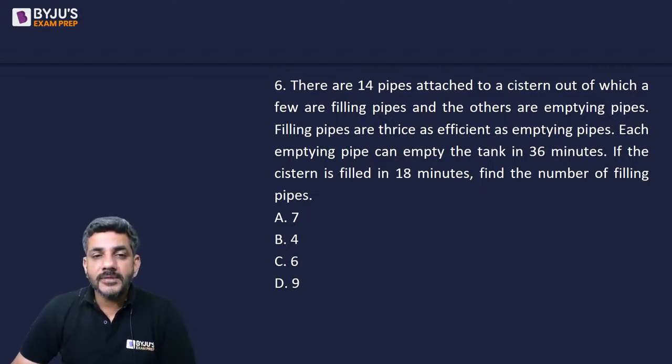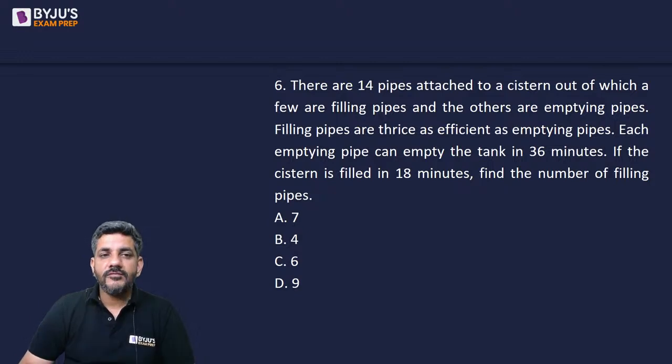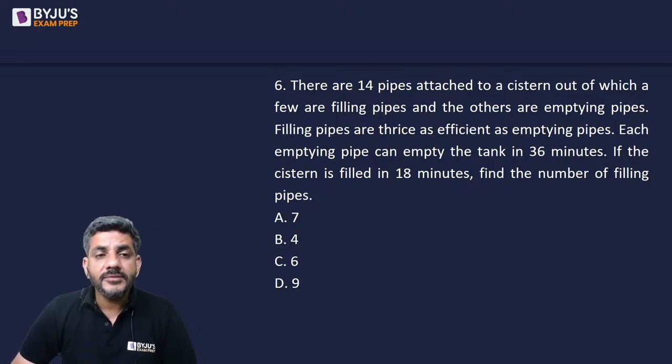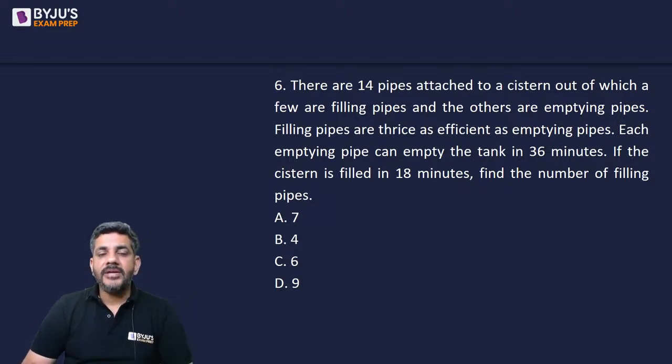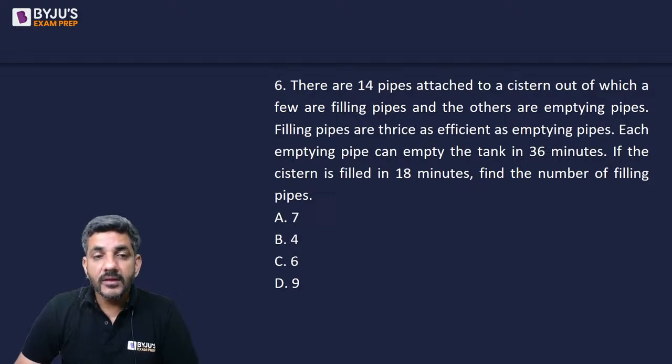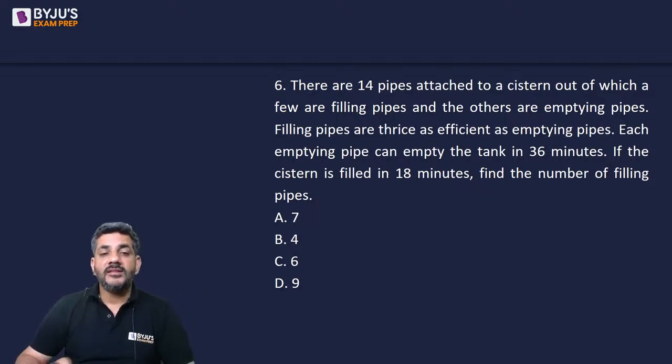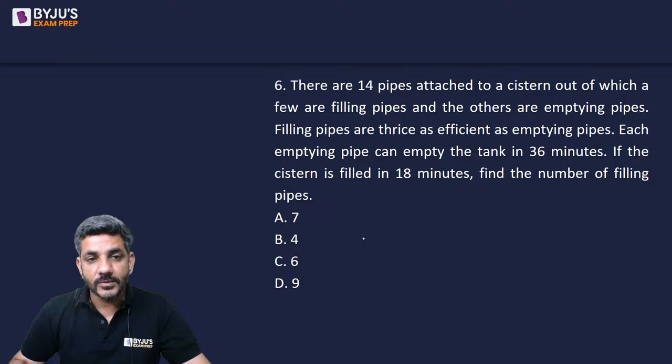There are 14 pipes attached to a cistern, out of which a few are filling pipes and others are emptying pipes. Filling pipes are thrice as efficient as emptying pipes. Each emptying pipe can empty the tank in 36 minutes. If the cistern is filled in 18 minutes, find the number of filling pipes. So let's start doing this question now.